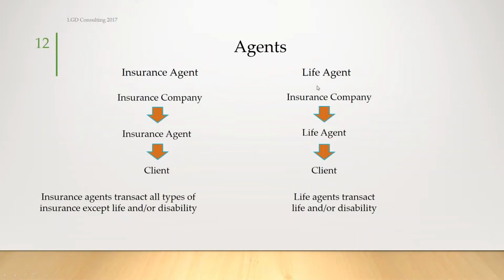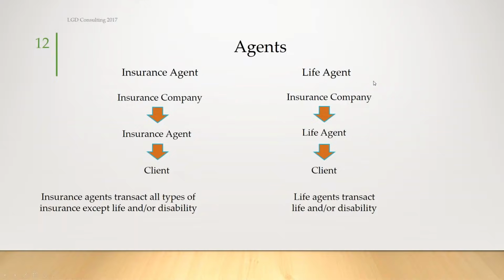Now, insurance agent versus life agent. So this is that life and health agent. Each state might be a little bit different. In California, we do have a life-only license and an accident and health license, or you can package it up and get this life agent license, which does both. But life agents sell life and/or disability. Insurance agents do not. They transact everything except life and/or disability. So when you see insurance agent, think that's the auto, homeowners, commercial person. And again, you represent the company, you sell them to the client.